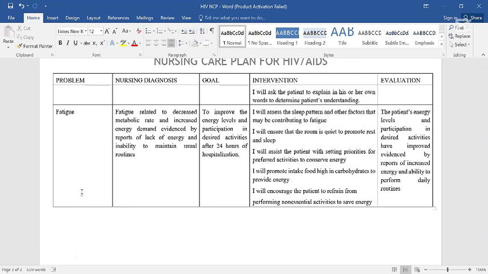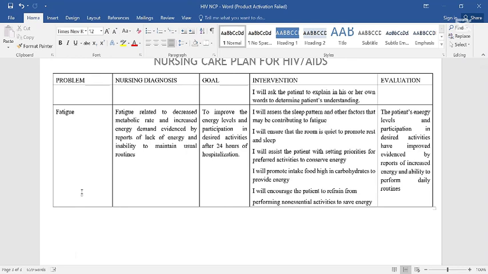So what we want to do is to improve the energy levels of this patient after 24 hours of hospitalization, or it can be 72 hours or 48, because when the patient is tired, you don't expect them in a few hours to feel energetic again. So it can be some extended period. In this case, we have put 24 hours. So now let's look at the interventions.